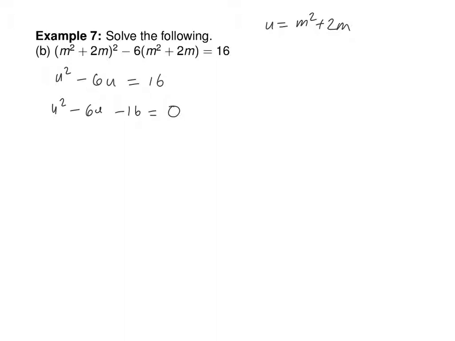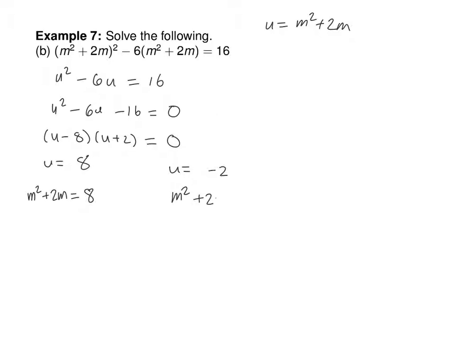Does that factor? What, u minus 8 and u plus 2, does that make sense? Okay. So what two things would u equal? Negative 2 and 8. So one thing is m squared plus 2m equals 8. And the other one is m squared plus 2m equals negative 2. And we hope they can both be solved by factoring.